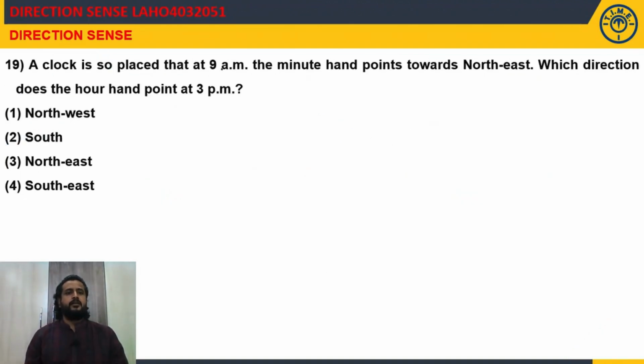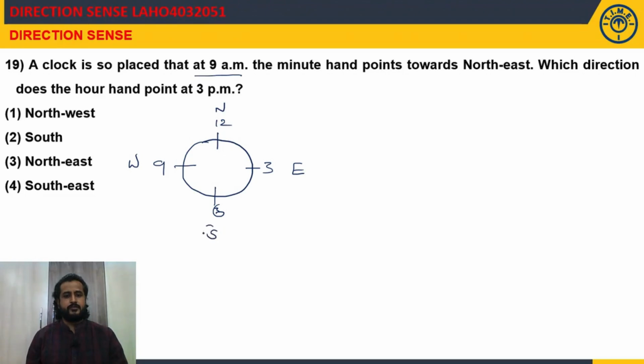See the question number 19. Clock based question. A clock is so placed that at 9 a.m. Okay, let us draw the clock. So 12, 6, 3, 9. East, west, north, south. These are the basic directions. What is given? A clock is so placed that at 9 a.m., the hour hand will be towards this side. Minute hand will be towards this side. It is minute hand. It is hour hand.